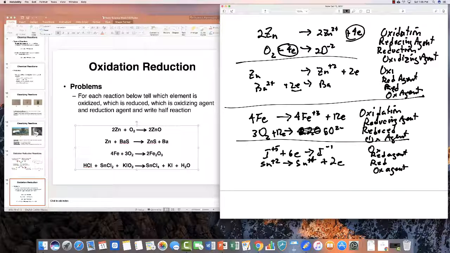And you can see right away you're going to have this whole side multiplied by 3 to balance these electrons out. And we're not going to do that in this class, but this is part of the way that you balance more complex oxidation and reduction reactions.